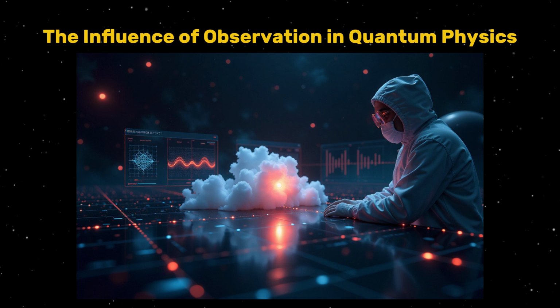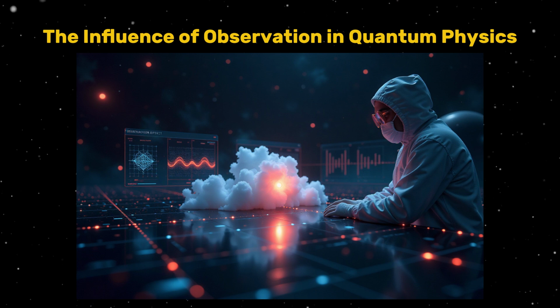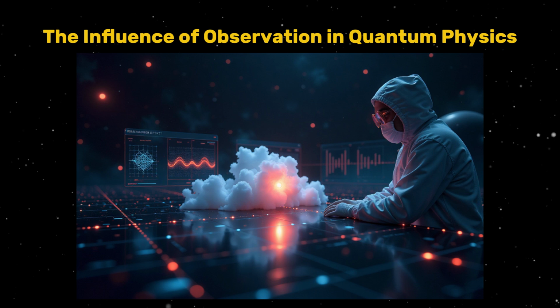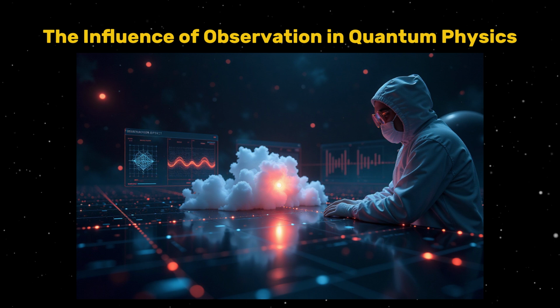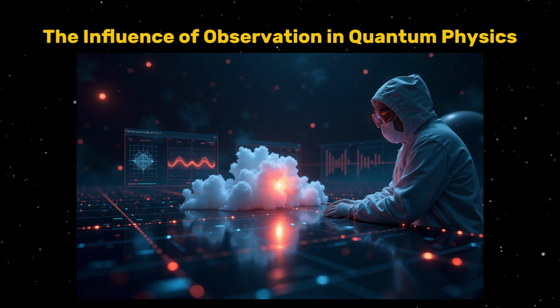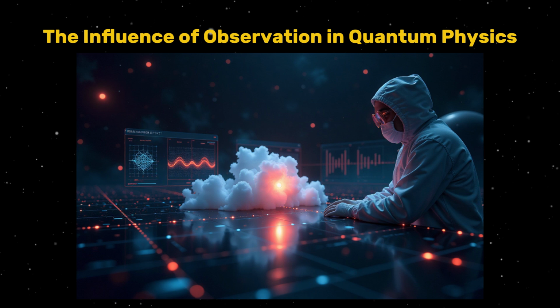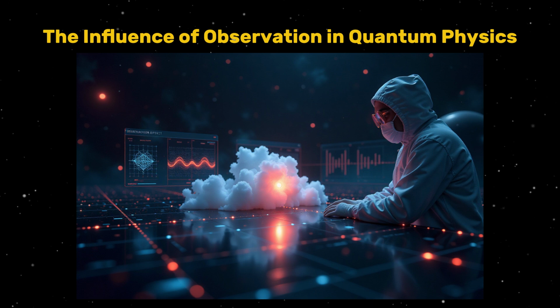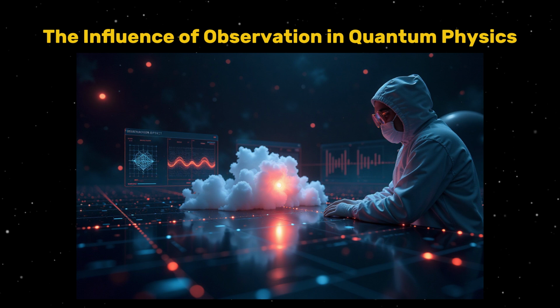Similarly, quantum cryptography benefits from the observation effect. It leverages the fact that any attempt to intercept quantum communication will disturb the system, signaling unauthorized access. This makes quantum-based encryption incredibly secure, far more so than traditional methods.